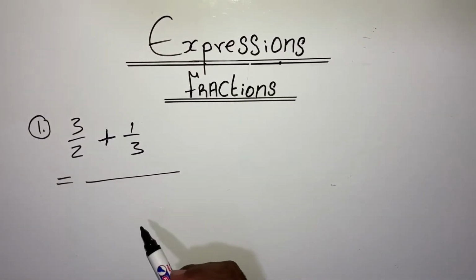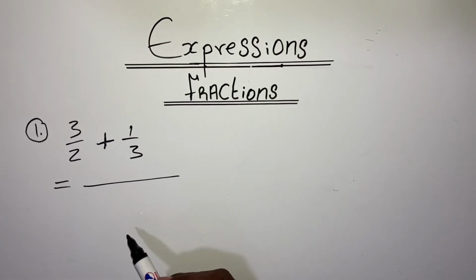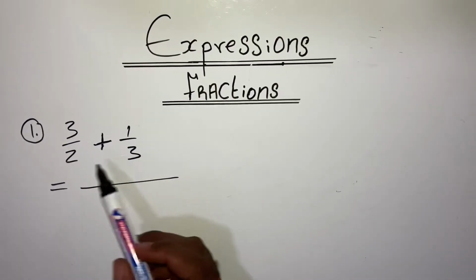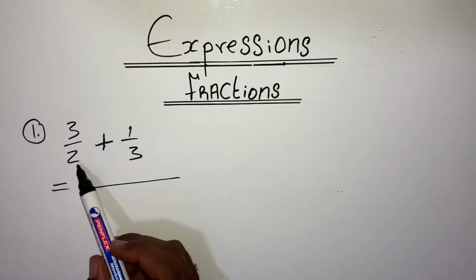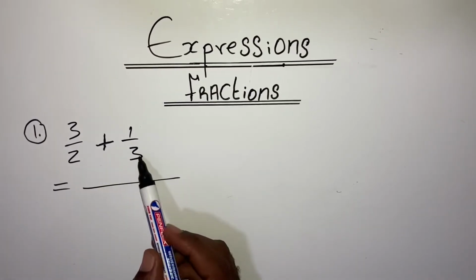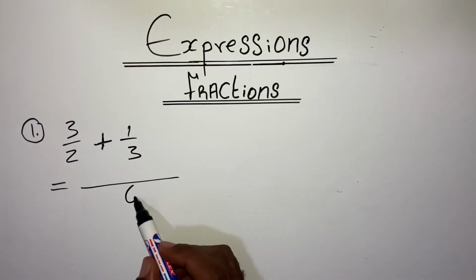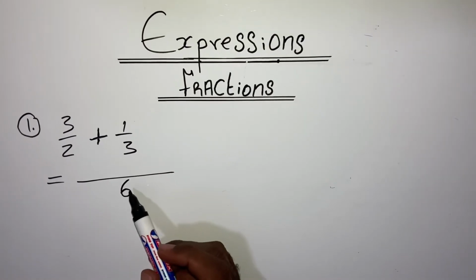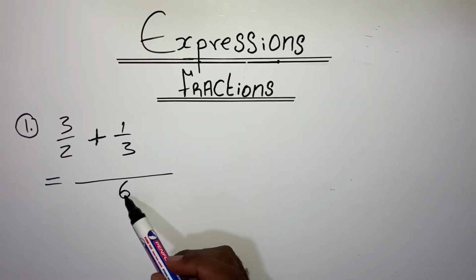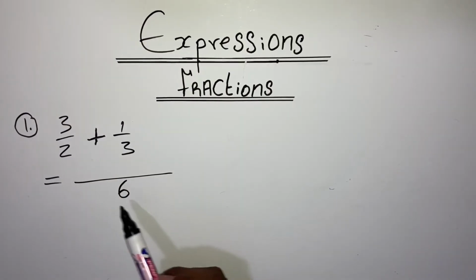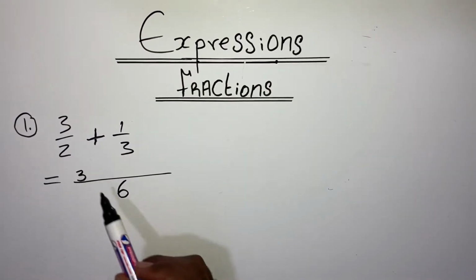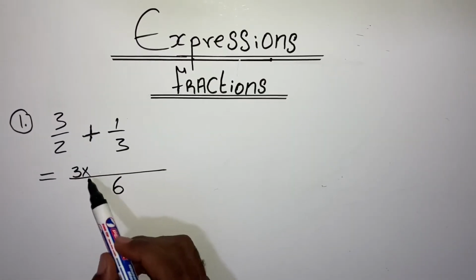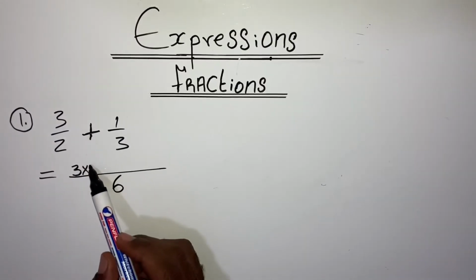Your first step is to find your lowest common denominator, for which you multiply the two denominators: 2 times 3, and you get 6. Then after getting 6, you say 6 divided by 2, and what you get is 3. Then the answer you get times the numerator of the first fraction, which was 3.